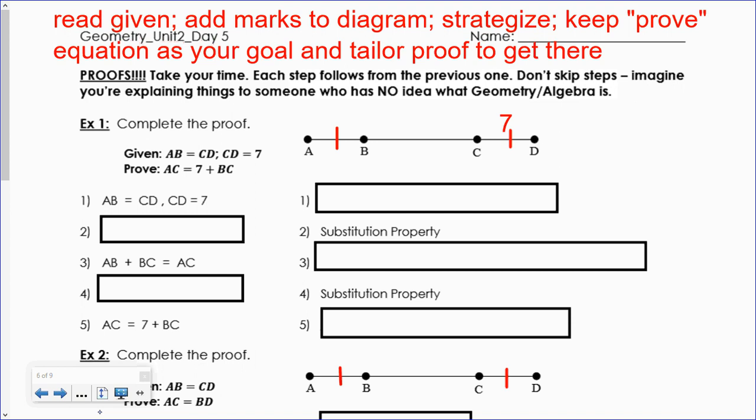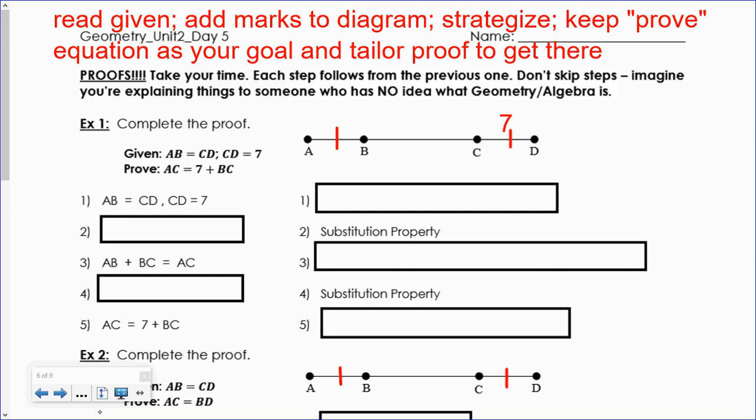What do you notice about the proof? Does the proof mention AB or CD at all? No, so somehow I have to go from A, B, C, D, and then merge that into A, C, and B, C. So when you compare the given and the proof, you can see what changes need to happen, and you need to make sure that happens in the body of your proof. So always keep the proof in mind. I need to somehow get the AC and the BC in there to help me get to that equation.